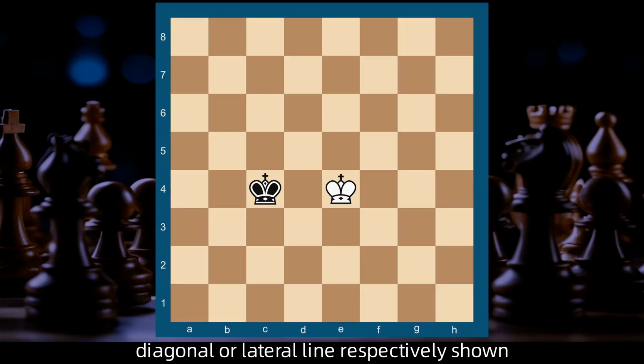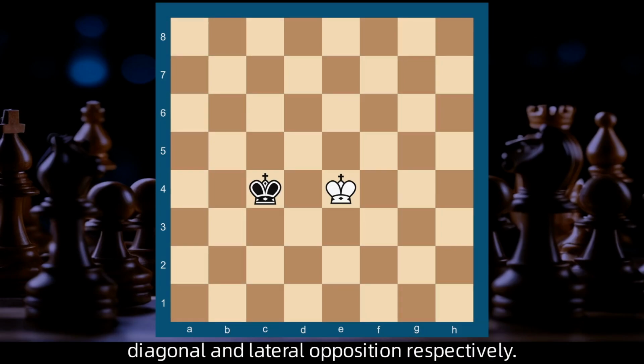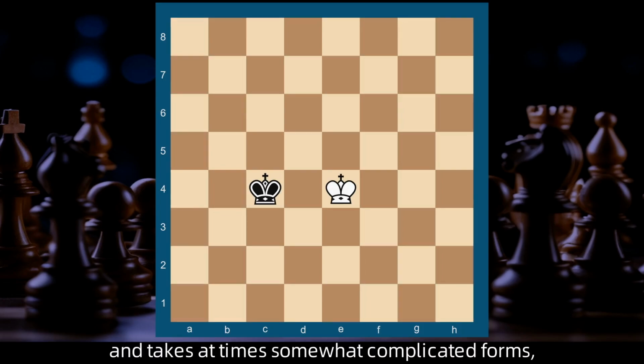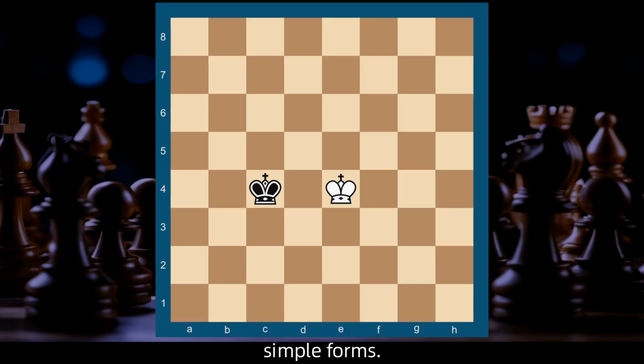frontal, diagonal or lateral line respectively shown in the positions, we shall have what may be called distant frontal, diagonal and lateral opposition respectively. The matter of the opposition is highly important, and takes at times somewhat complicated forms, all of which can be solved mathematically, but, for the present, the student should only consider the most simple forms.